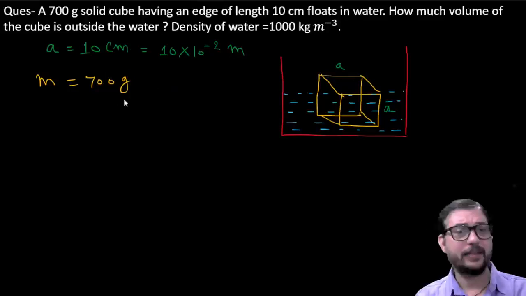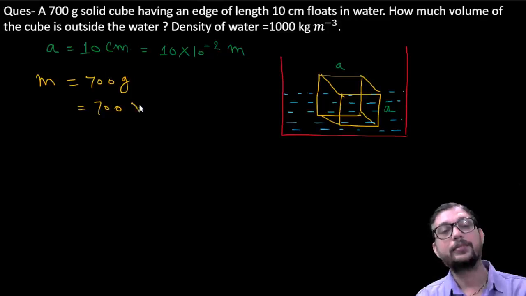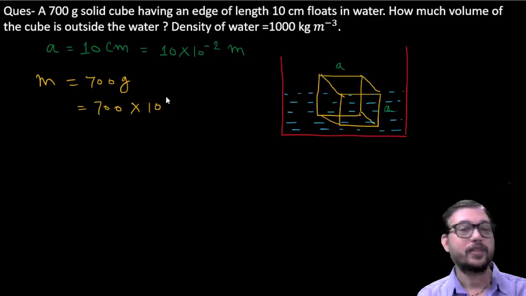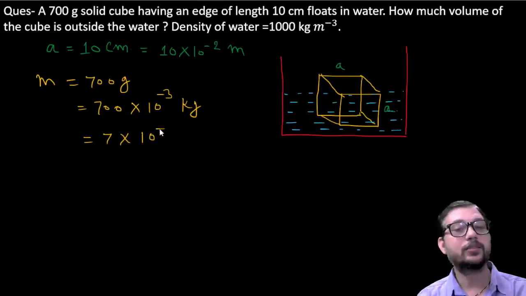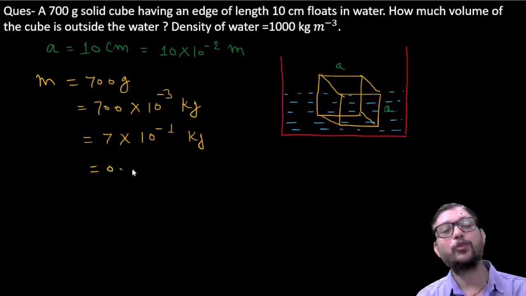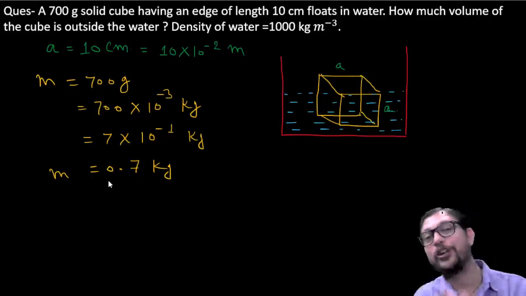So it is 700 grams, so it can be written as 700 times 10 to the power minus 3, and that will be in kg. So it can be written as 7 into 10 to the power minus 1 kg, or 0.7 kg. So this will be the mass of that solid cube.